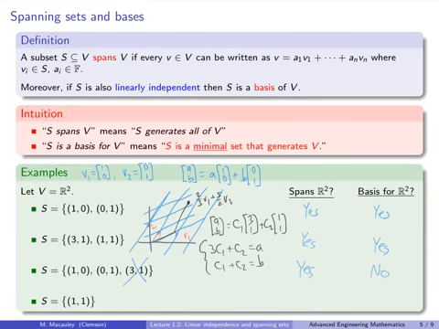And our last example is the singleton set {(1, 1)}. Geometrically, it lies right here. It spans a subspace. It spans a line. It generates this line. But it will not generate R2. So it does not span R2. And because it does not span, it cannot be a basis.